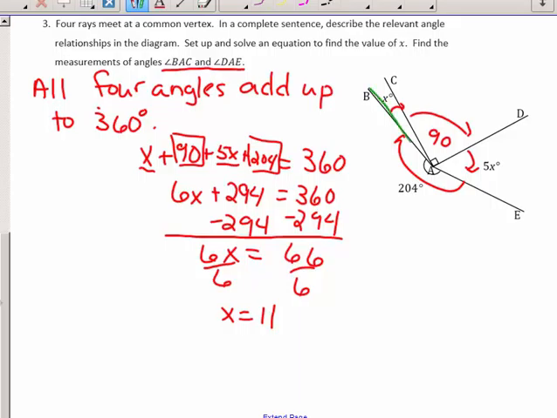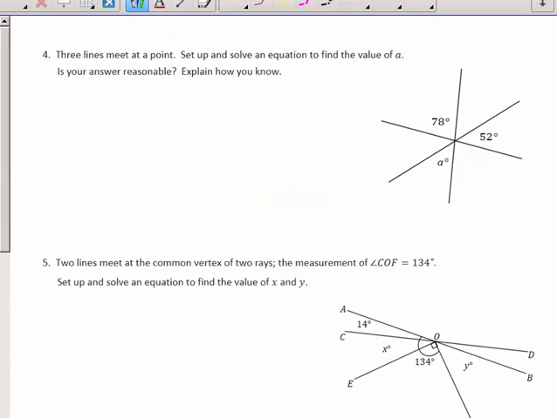Well, BAC was your x. We found that. The other one, DAE, is 5x. So 5 times x is going to be 55 degrees. Okay? All right, let's try another one because now we're going to get a little bit more complicated.